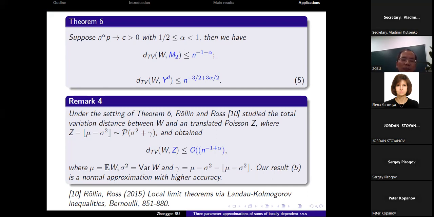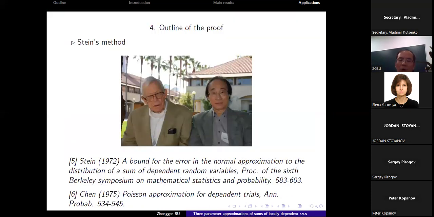For example, the paper by Röllin and Ross in 2015. They studied the total variation distance between W and a translated Poisson, capital Z. But their result looks like this: n to the power -1 plus alpha. But our result is n to the power of -1 minus alpha. So it's better. It's better.